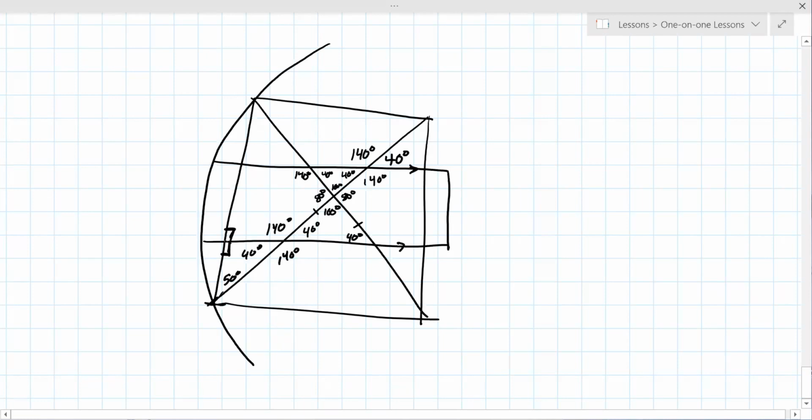And this is a five-sided polygon, and five-sided ones have an interior angle measure of 540 degrees. So what's this missing angle up here? You got 140, 80, 140, and 90. So they have to add up to 540. So 140 plus 140 plus 80 plus 90 plus x has to equal 540. So it's 110 degrees.